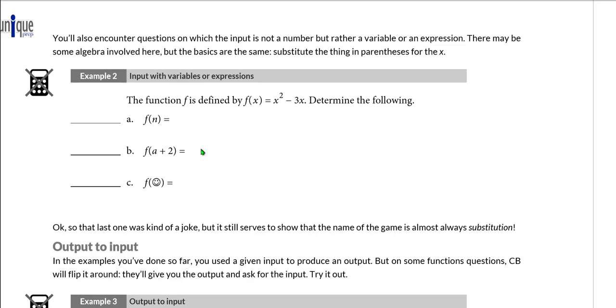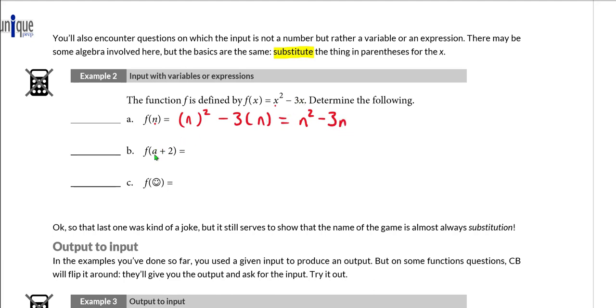At the top of the next page, you are also going to have some questions where the input is not numeric, rather it will be a variable or an expression. And again, the key here is just substitution. We just take whatever is in the parentheses and we throw it in for the x on the right hand side of the equal sign. So when we have f of n, we're not doing anything different. In fact, again, I'm going to draw those parentheses. Let me leave that blank for now. I'm going to fill that in with an n in a moment. But again, remember, wherever I have those parentheses is wherever I had an x, but the x is no longer an x, it's an n. So the n is going in for those x's, and cleaning this up, I just get n squared minus 3n.